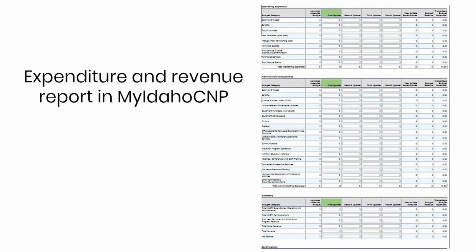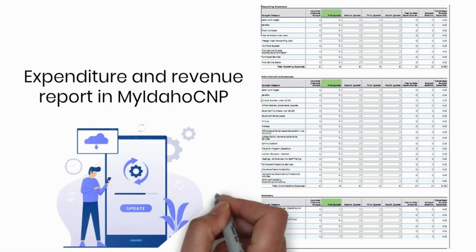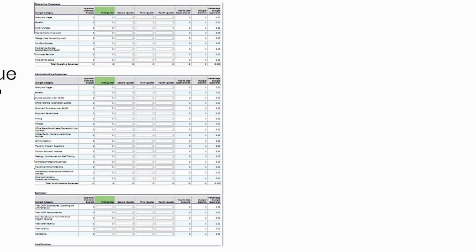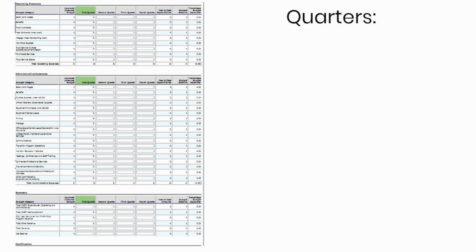At any time in the program year, if you find you've made a mistake in one of the quarter reports, you may access the report for that quarter and update the form. If you update the form, it is important to contact SDE so they may review and accept the changes in My Idaho CNP.